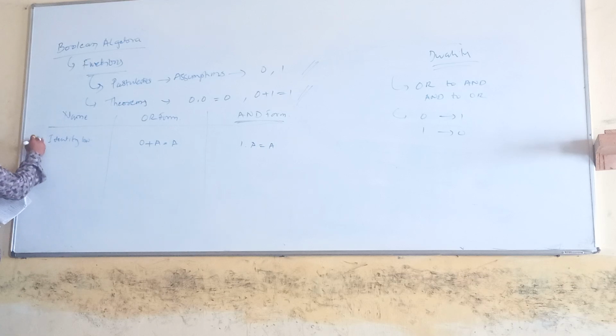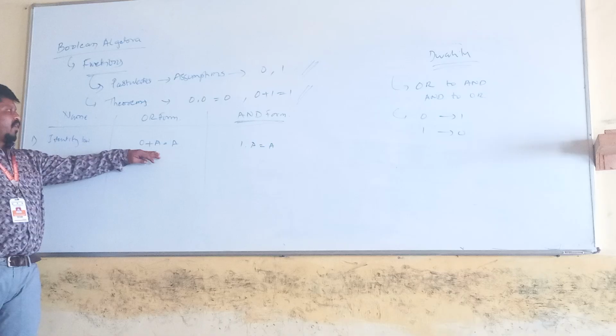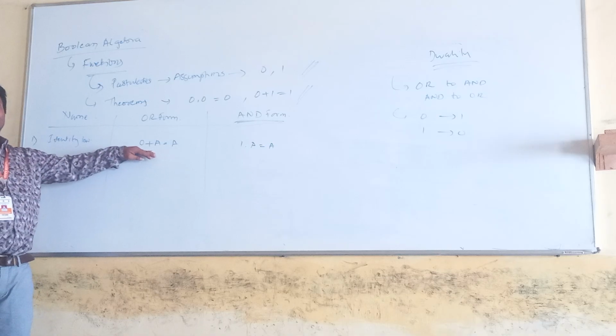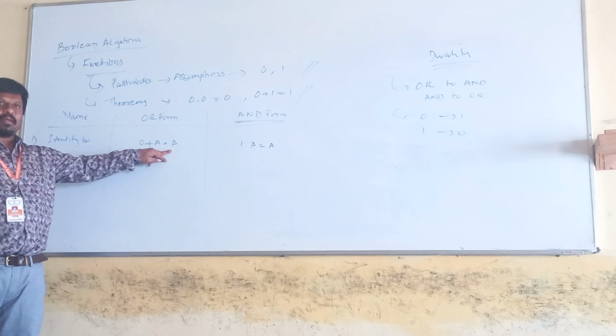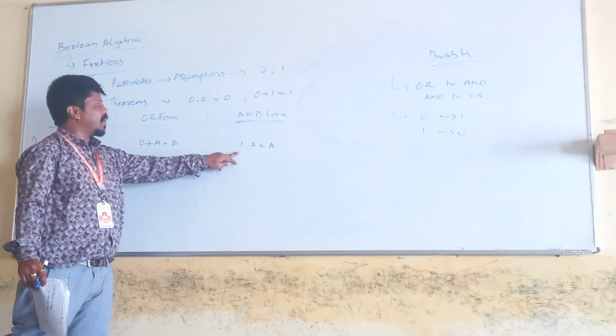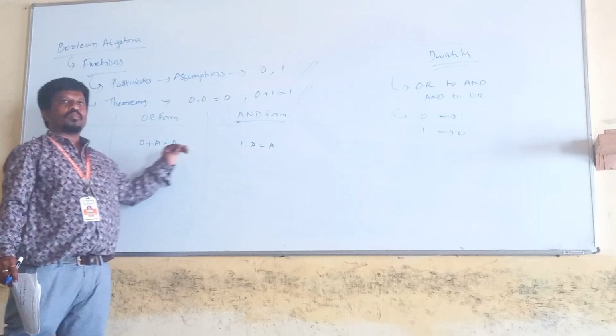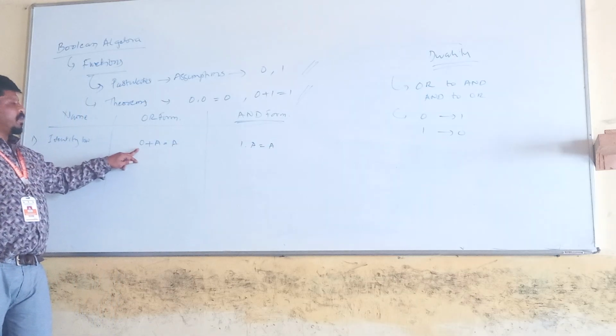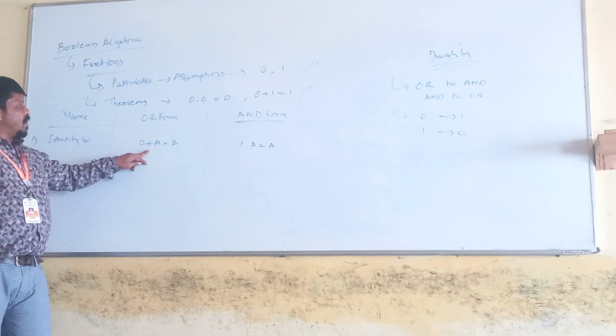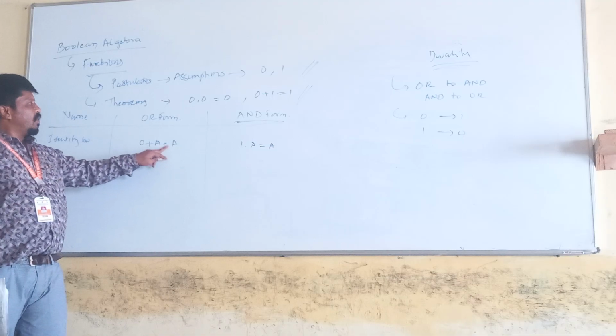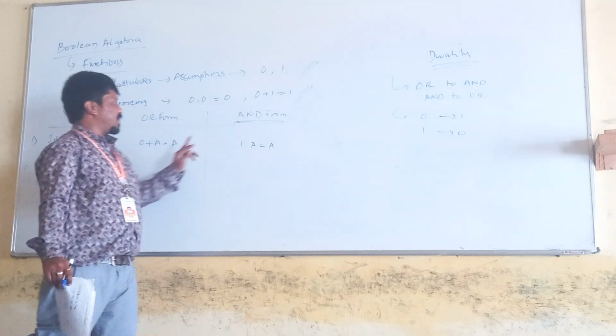Next, the identity law shows that wherever you put the 0, you will get the output as the same. Even the dual of this one is the same, with 0 and 1. In a Boolean function, when a value is added to the variable, the output is the same as the variable.